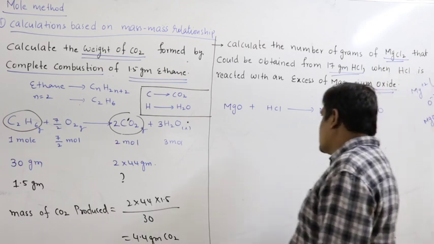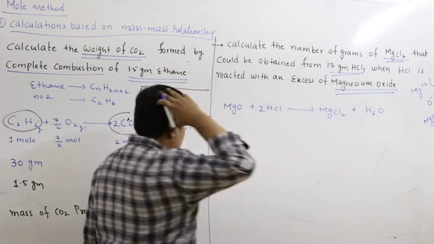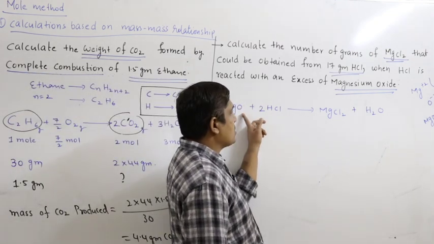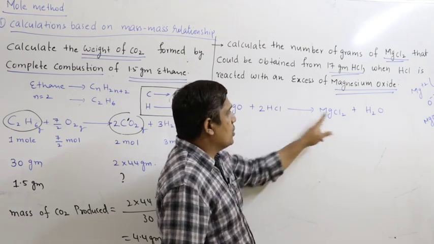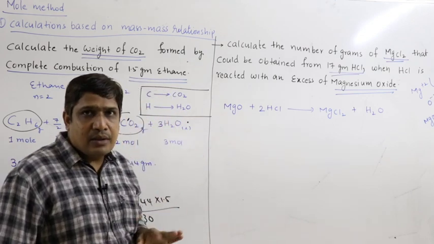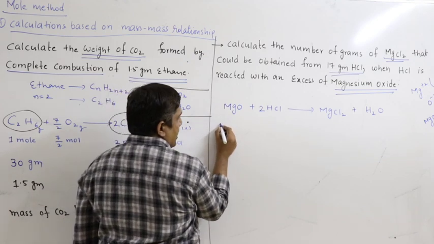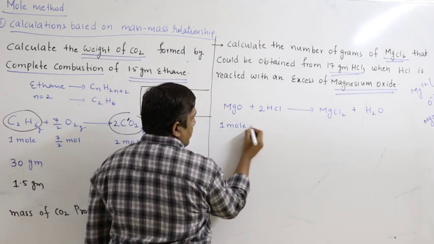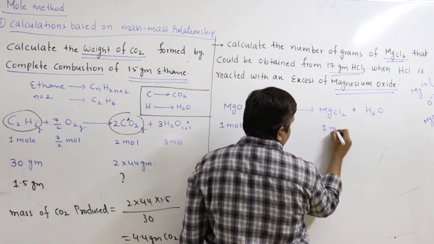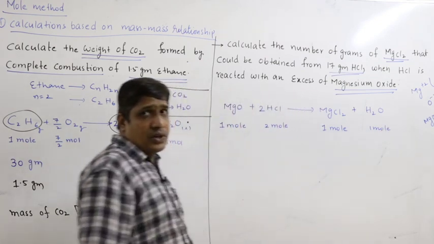Next, you have to balance it. We have 2 chlorines, so 2 HCl, 2 hydrogens, 2 hydrogens. Now it is balanced. 1 magnesium atom, 1 magnesium, 1 oxygen, 1 oxygen, 2 chlorines, 2 chlorines, 2 hydrogens, 2 hydrogens. It is balanced. After writing the balanced chemical equation, the stoichiometric coefficient. Here nothing is there, therefore you will get 1 mole of magnesium oxide reacts with 2 moles of HCl to form 1 mole of magnesium chloride and 1 mole of water.